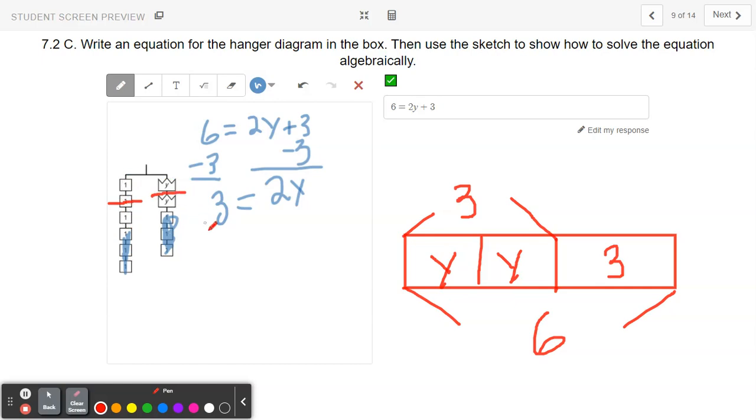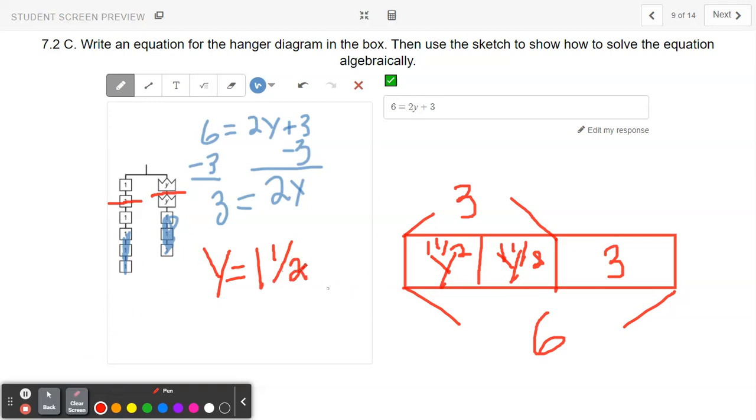Cool. And the y's are already chopped into 2 groups here. So basically this is 1 and a half. Y is 1 and a half. Because 3 chopped into 2 pieces, 3 wholes divided into 2 is 1 and a half. So y equals 1 and a half.